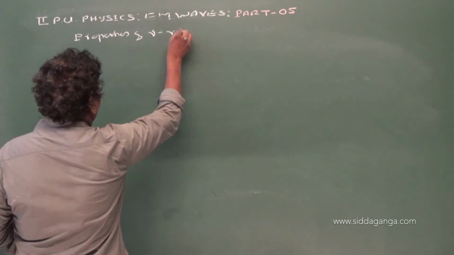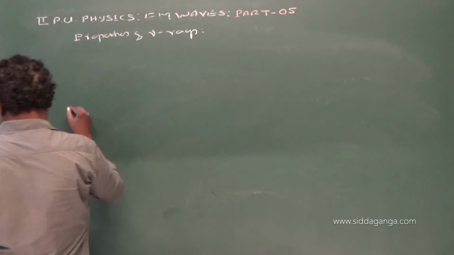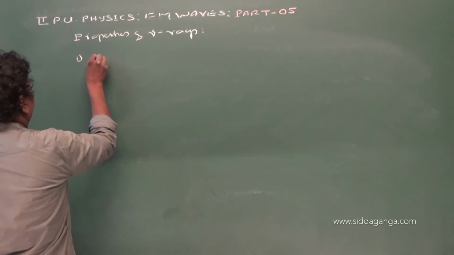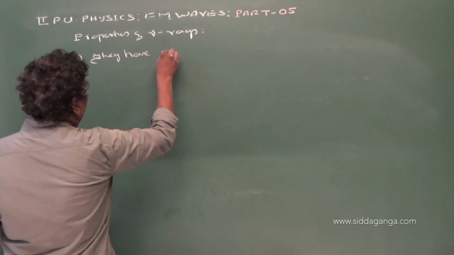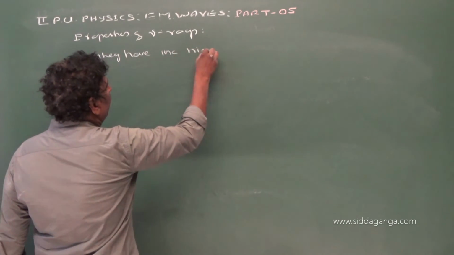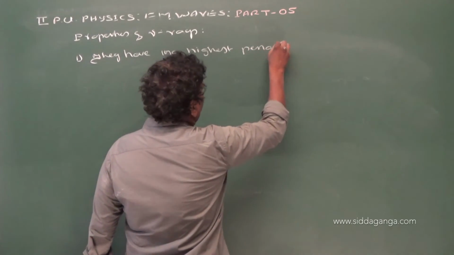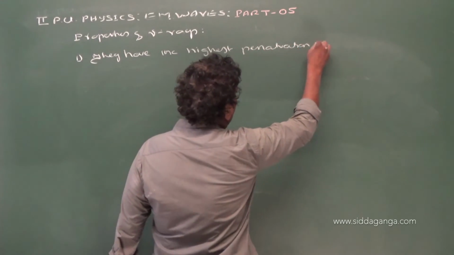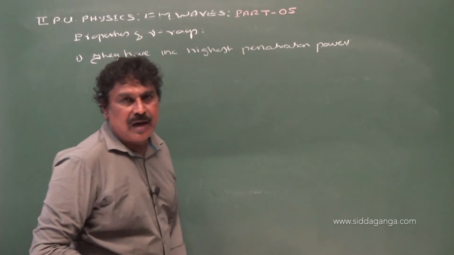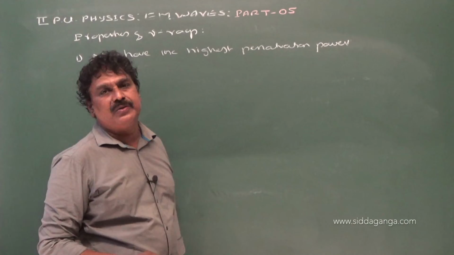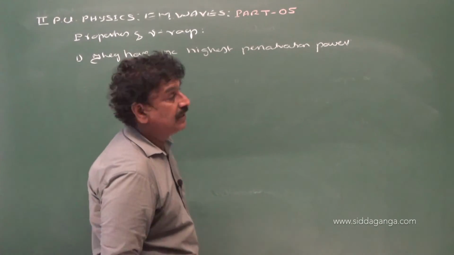Now, properties of gamma rays. Number one, they have the highest penetration power. Gamma radiation can penetrate through material bodies for a long distance.